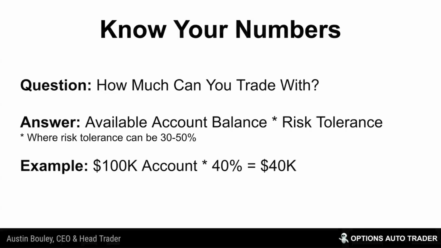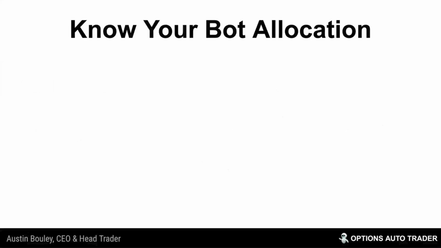Okay, so let's say you have a $100,000 account. All of it is in cash, AKA it's all can be traded with. So we have $100,000. Let's say we're moderate risk, 40%. That means we can trade with $40,000 of that money. So now we know how much we can actually trade with.